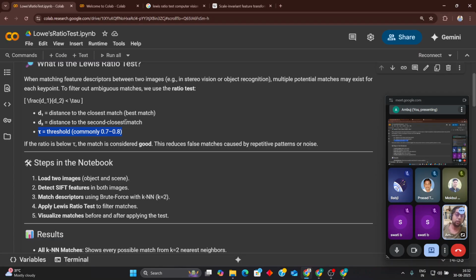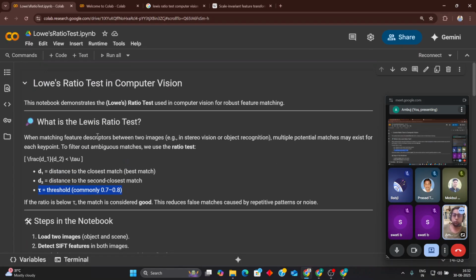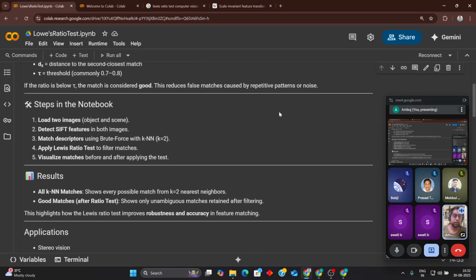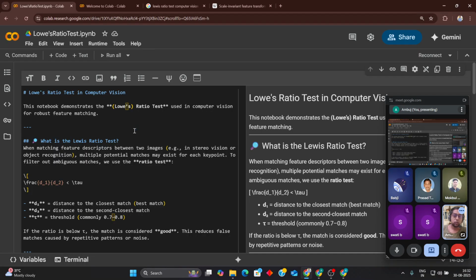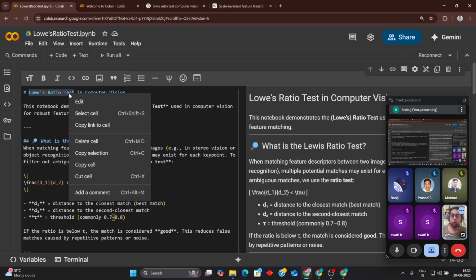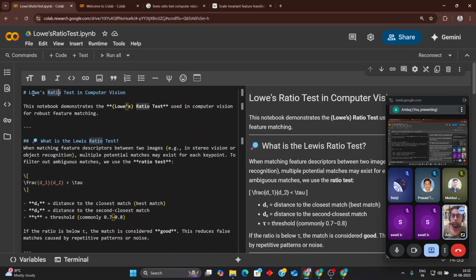What this Lowe's ratio test will perform... it is not Lewis, it is Lowe's. I'll just correct it here. Just one second. The mistake is from my side. Okay.